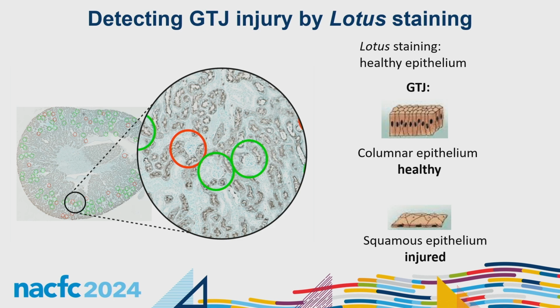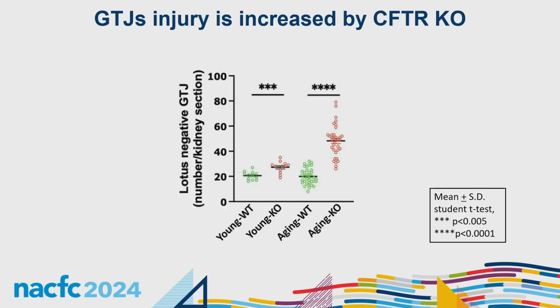So presence of the lotus staining indicates that there is healthy tall columnar epithelium and the GTJ is intact. However, in the red circle, there is just an empty or, to make it more dramatic, decapitated glomerulus that does not have the surrounding cup. So this one is injured because the squamous epithelial cells surrounding it do not take up the lotus staining.